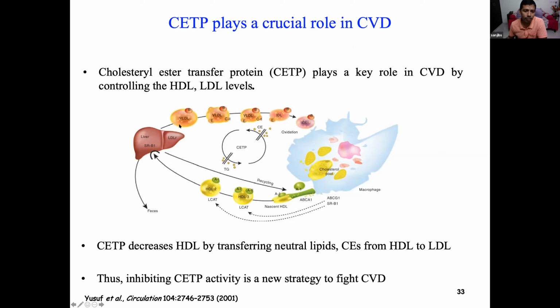How it works is basically, as many of you know, that HDL is a good cholesterol and LDL is a bad cholesterol. Why is HDL a good cholesterol? Because the HDL takes extra cholesterol to the liver and then it goes for excretion. Whereas the LDL gets deposited in the cholesterol pool, and therefore we get more and more fat. CETP plays an important role by balancing the HDL and LDL levels. What CETP does is take lipids from HDL, and in the process it is reducing the HDL level and increasing the LDL level.